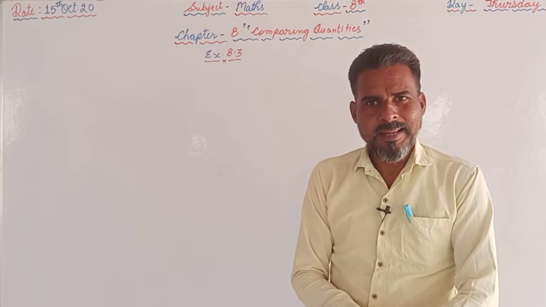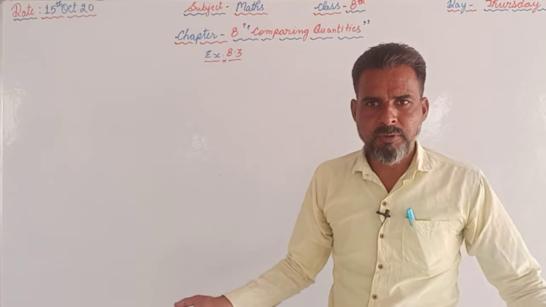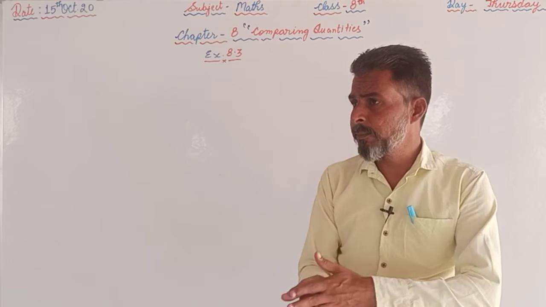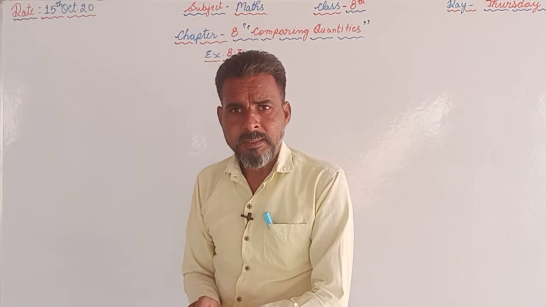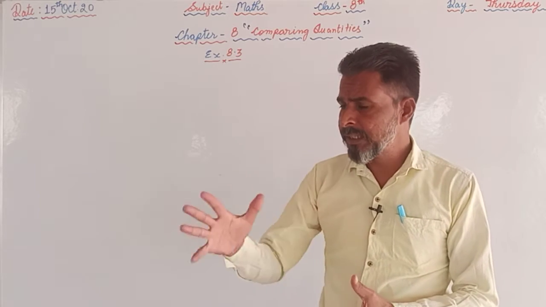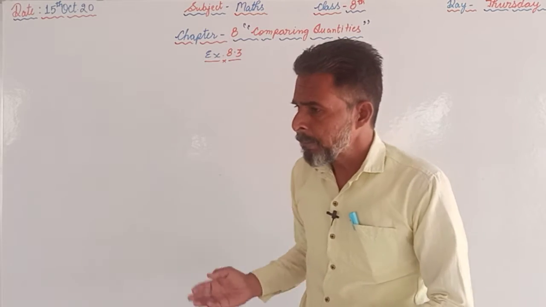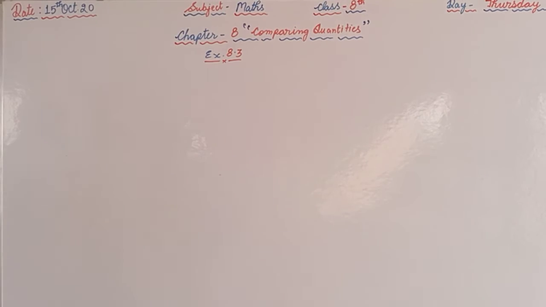This video is for class 8th and the subject is maths, and we are continuing the same chapter, that is chapter number 8, and the name of the chapter is comparing quantities. As you all know, we are proceeding with exercise 8.3 and we have done up to question number 3. So today we will start with question number 4.